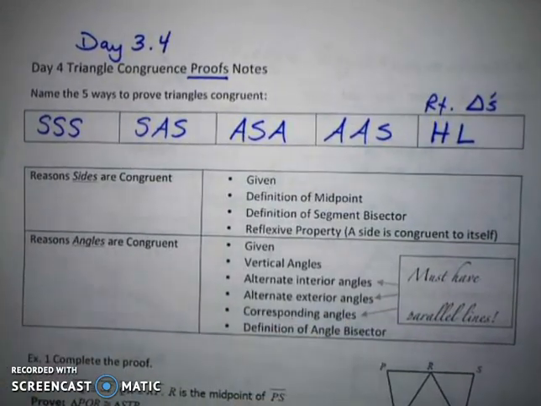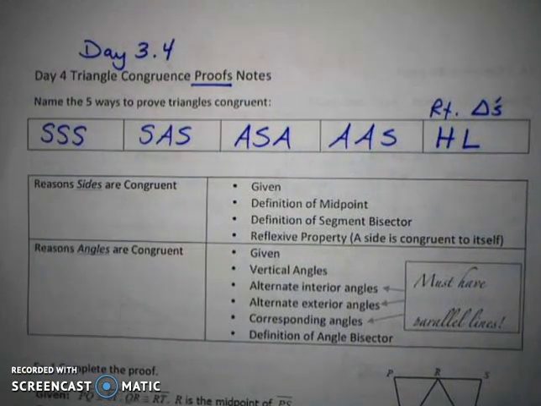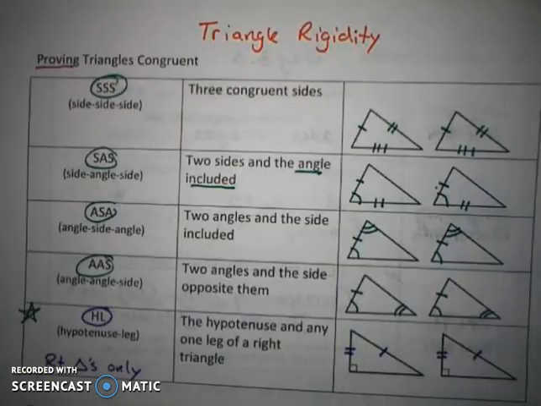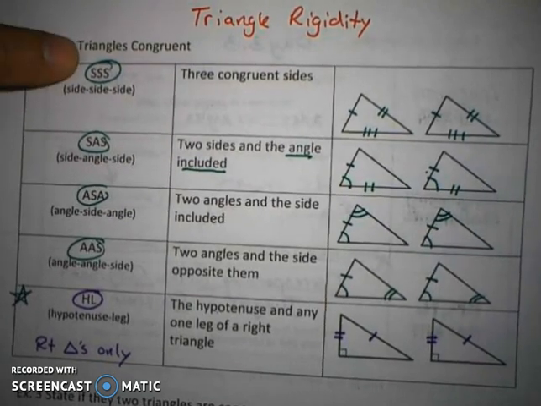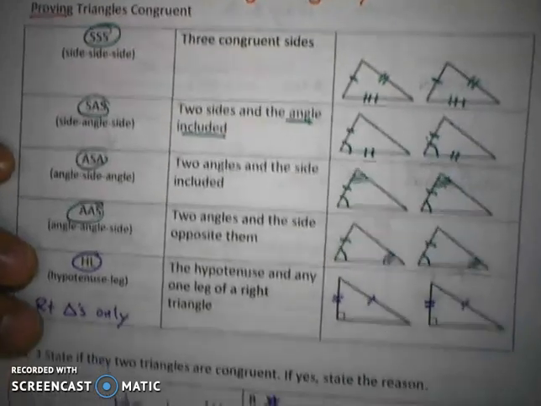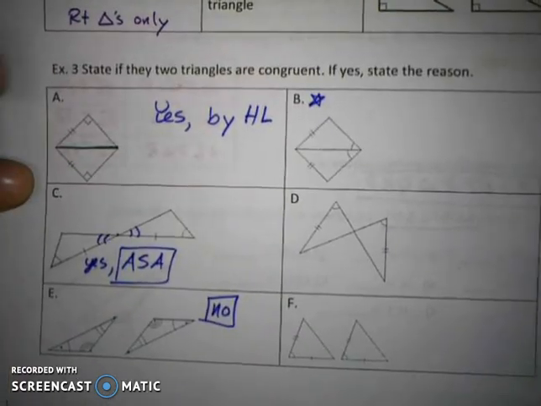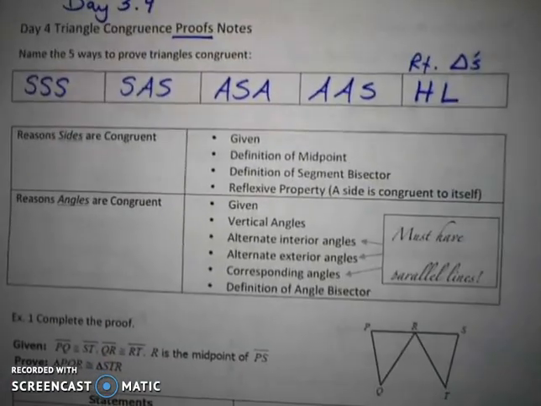Okay? And so you might remember that from the notes on day 3, which look like this. Okay? Remember, we talked about side, side, side, side, angle, angle, side, angle, angle, angle, side, and HL. Okay? And we spent some time looking at when those would be applied, when we could say they're congruent by those things. Well, now we're actually going to work through these as proofs.